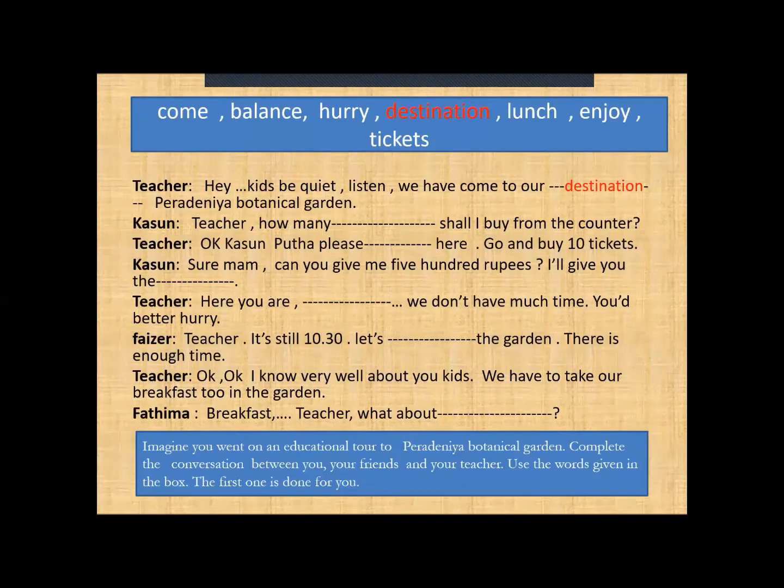Kasun says, teacher, how many tickets shall I buy from the counter? Tickets, that's the correct answer. Then the teacher responds, okay Kasun putha, please come here. Go and buy 10 tickets. Sure ma'am. Can you give me 500 rupees? I'll give you the balance. Okay? අමිතුරු සල්ලි දෙන්නම්.